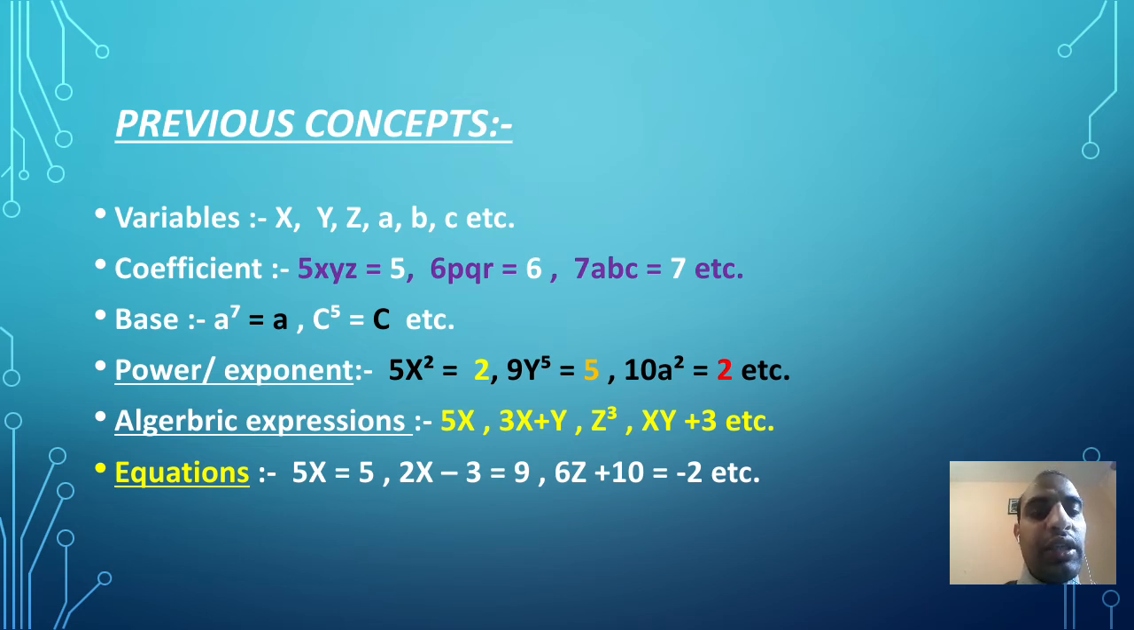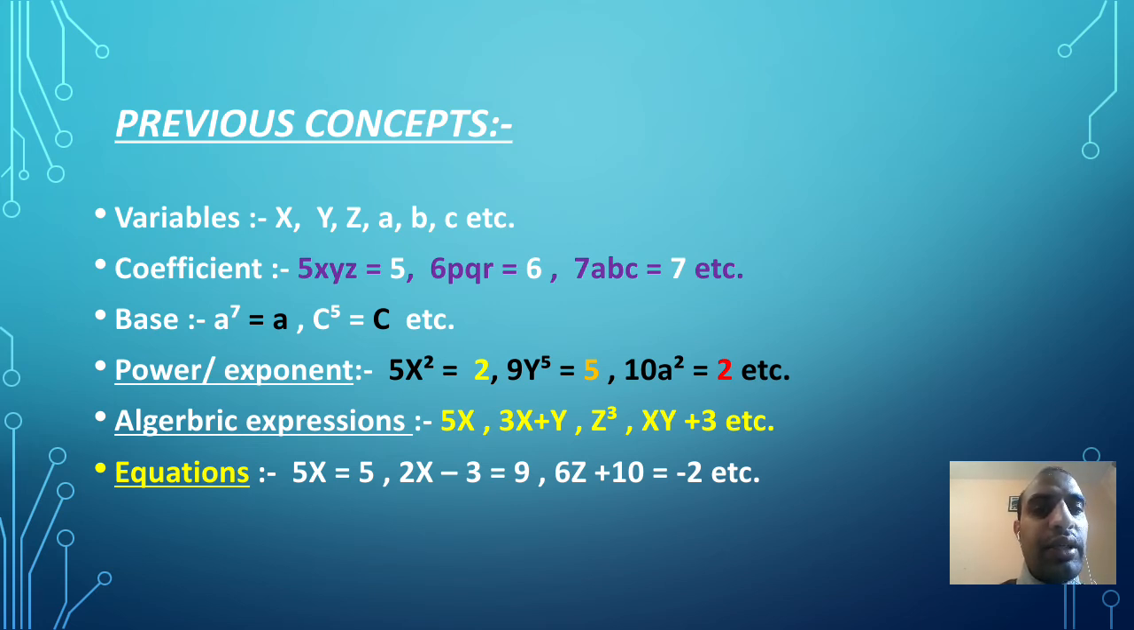Next you have studied about equations. When algebraic expressions have an equal to sign, they are converted into an equation, like 5x equals to 5. This equal to sign represents an equation. Next is 2x minus 3 equals to 9. So here you can see an expression is on both sides, but in between there is an equals to sign. This equals to sign represents an equation. So this you have studied in previous classes. Up to here I think it is clear to you all.